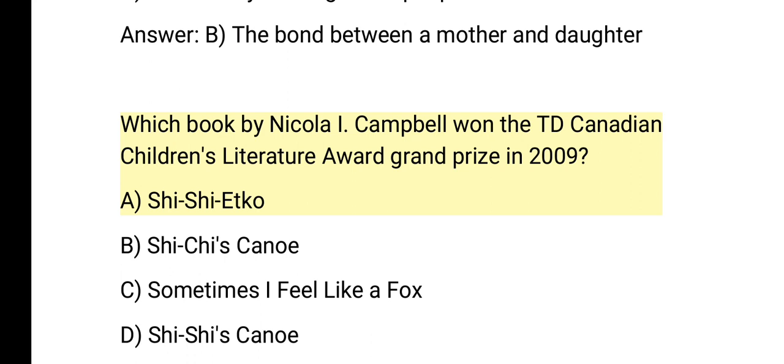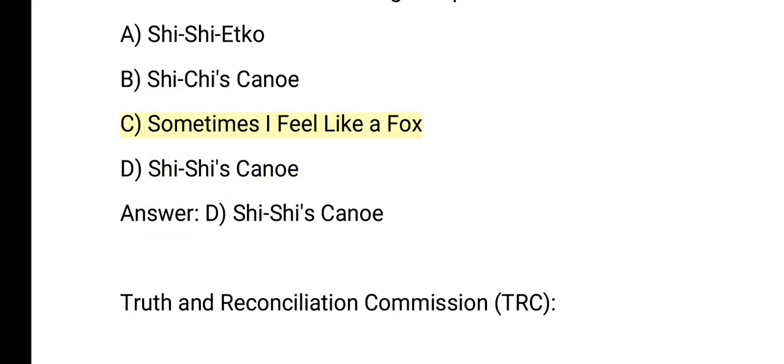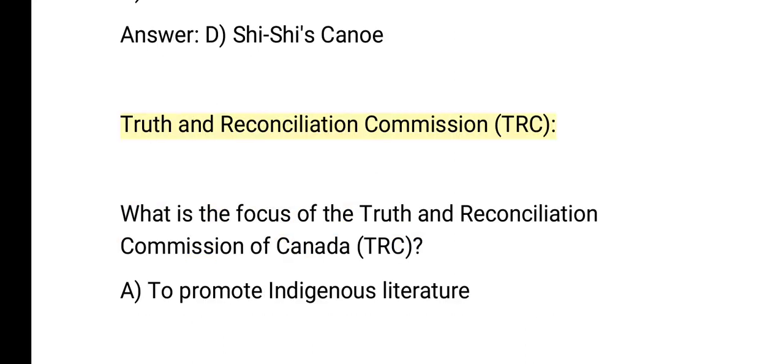Which book by Nicola I. Campbell won the TD Canadian Children's Literature Award Grand Prize in 2009? A. Shi-shi-etko. B. Shin-chi's Canoe. C. Sometimes I Feel Like a Fox. D. Shin-chi's Canoe. Answer: D. Shin-chi's Canoe.